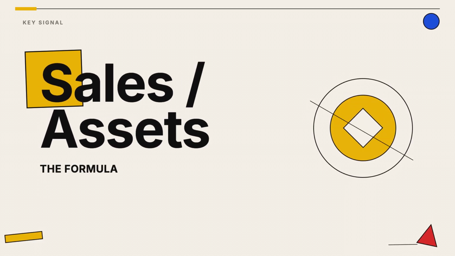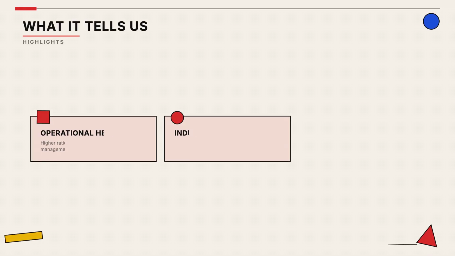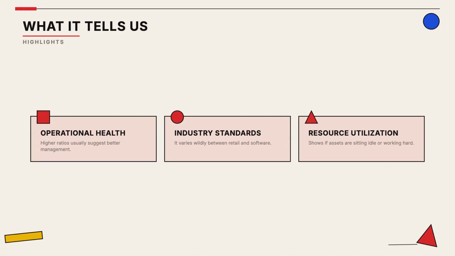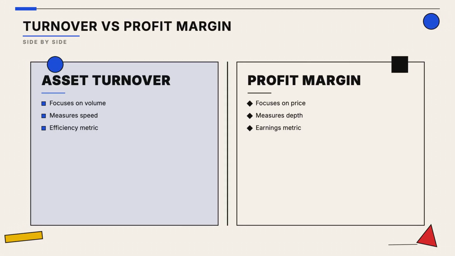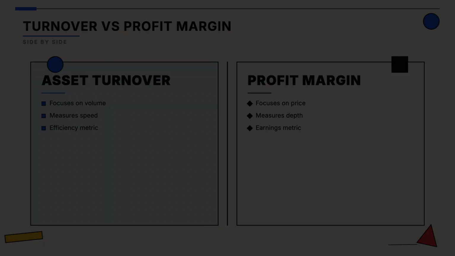The calculation is straightforward. You take total net sales and divide that by the company's average total assets for the period. A higher number is generally better, as it shows the company is squeezing more sales out of its equipment, inventory, and property. Don't confuse this with profit margins. Margin looks at how much you keep. Turnover looks at how fast you move.